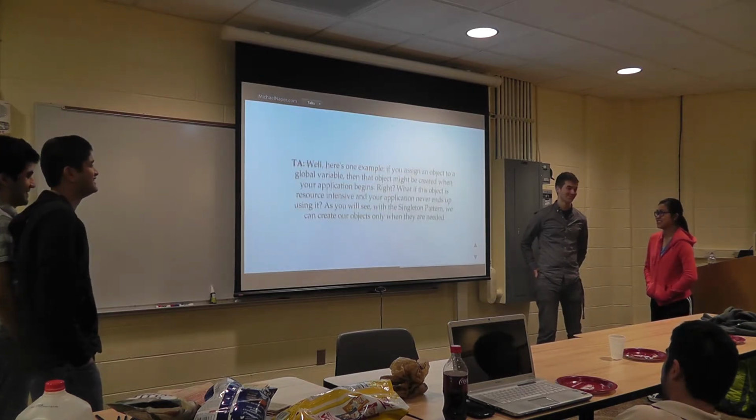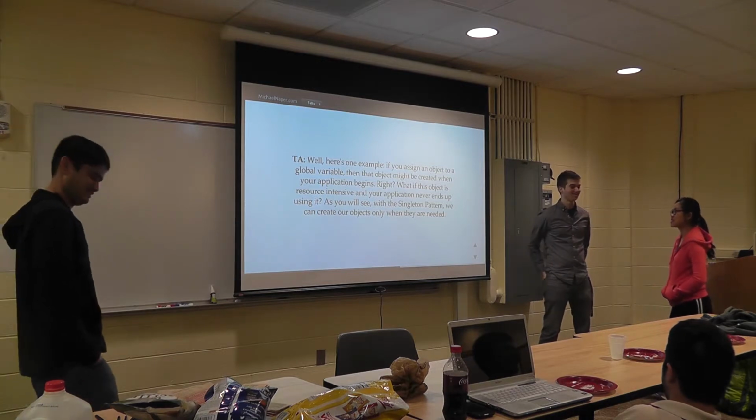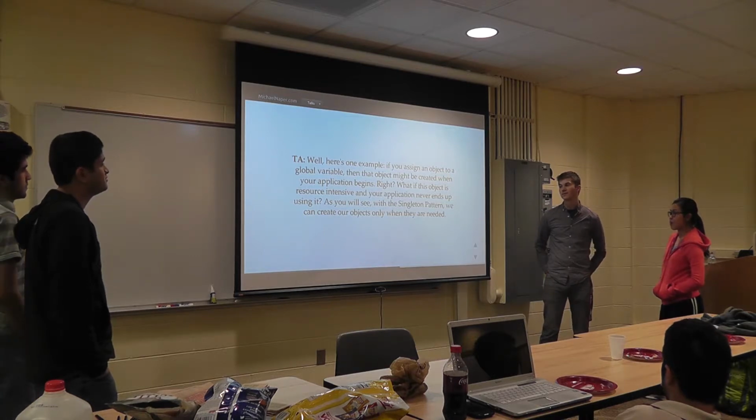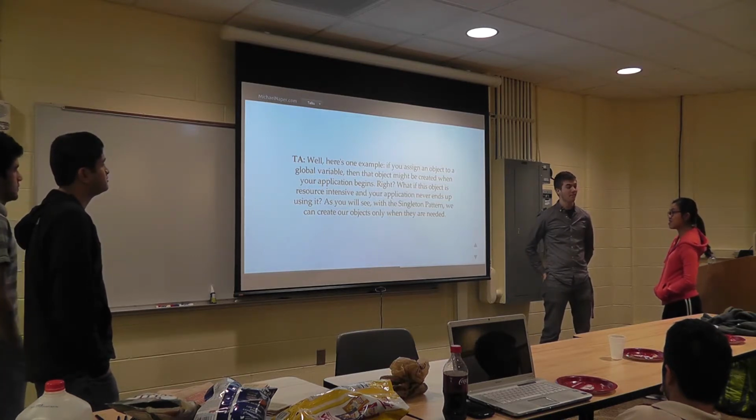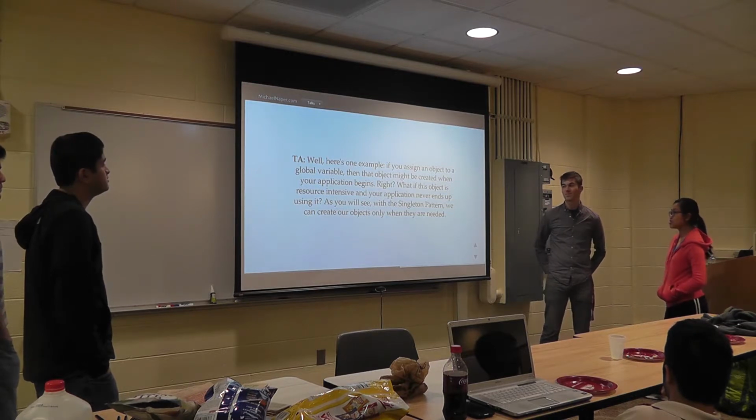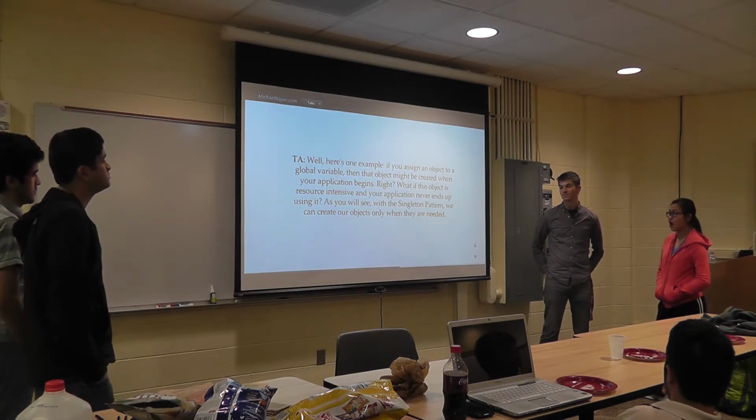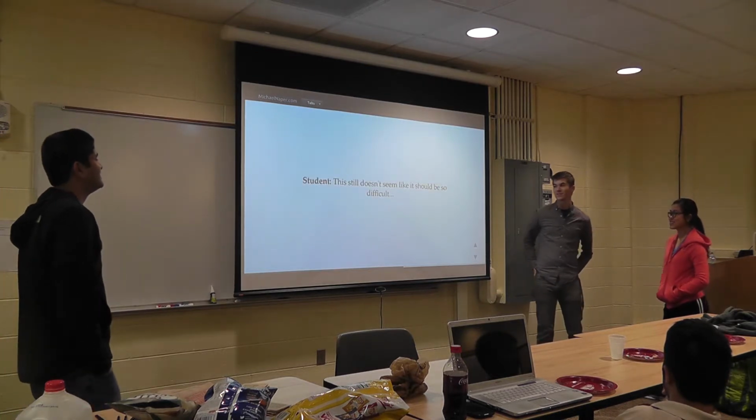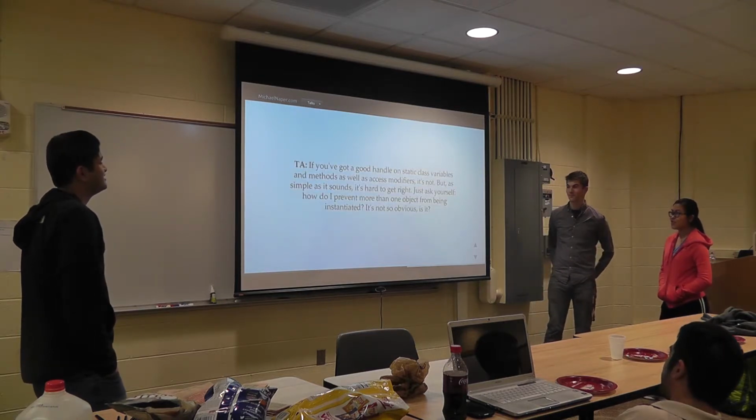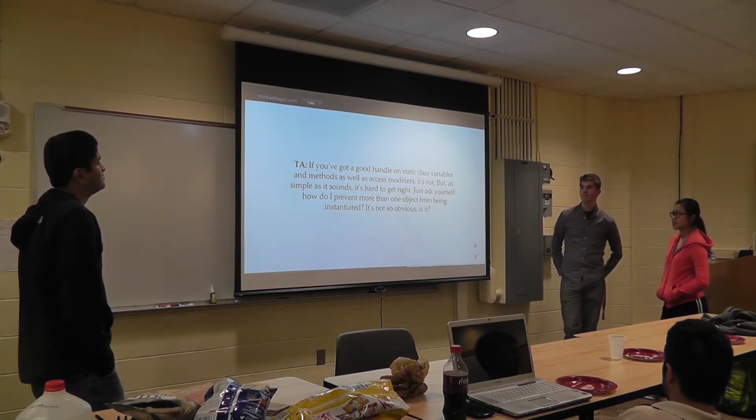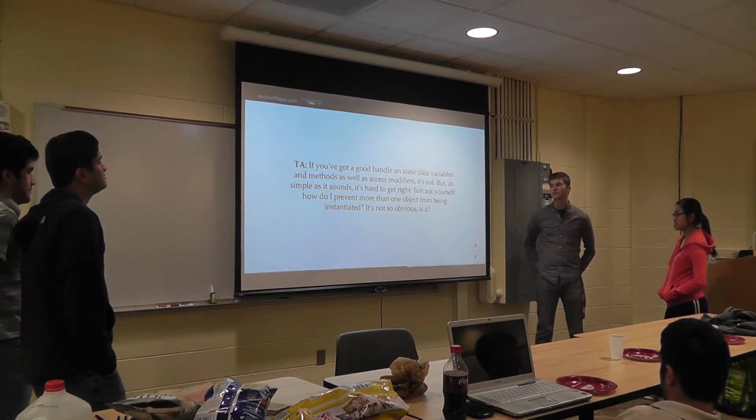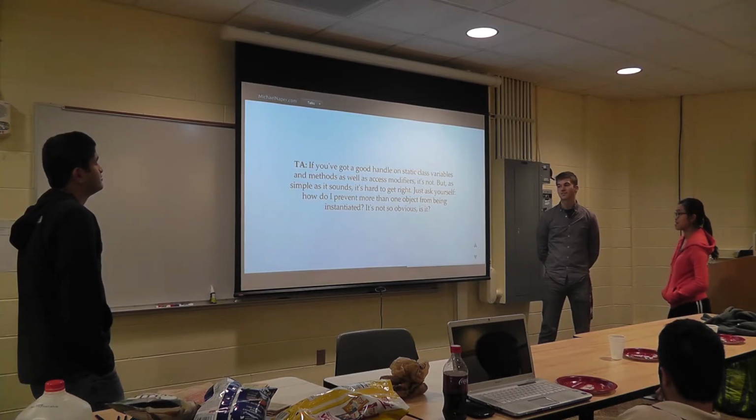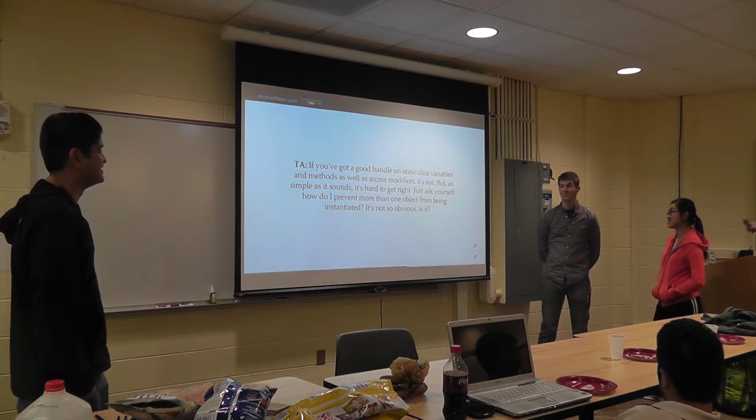What downsides? Well, here's one example. If you assign an object to a global variable, then that object might be created when your application begins, right? But what if this object is resource intensive and your application never ends up using it? So as you will see, with the singleton pattern, we can create objects only when they're needed. Still, this doesn't seem like it should be so difficult. If you've got a good handle on static class variables and methods, as well as access modifiers, it's not. But as simple as it sounds, it's hard to get right. Just ask yourself, how do I prevent more than one object from being instantiated? It's not so obvious, is it?